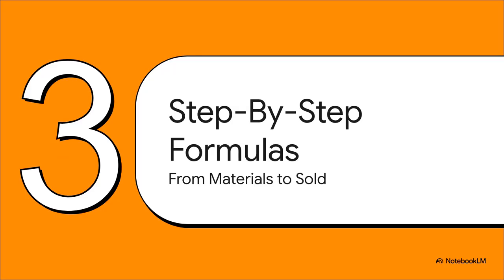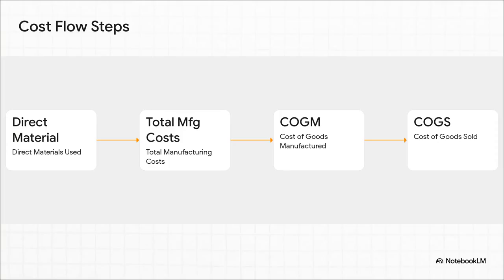Moving on to Section 3, step-by-step cost formulas. Now, this is absolutely crucial. Notice how these stack sequentially. The bottom line result of one formula literally becomes the starting ingredient for the very next one. You go step by step. Direct materials used, then total manufacturing costs, then cost of goods manufactured, and finally cost of goods sold. It's like a domino effect. You absolutely cannot skip a step. You have to calculate them in this exact order.